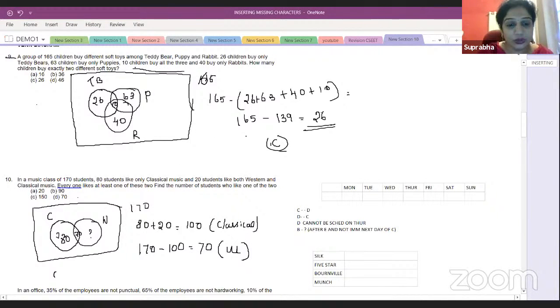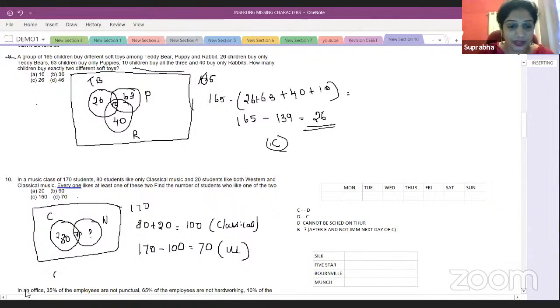Till 70, I know you all got correctly. Question: find the number of students who like one of the two, in the sense that is, who like classical separately and who like Western separately. That is the meaning of the question. So who like classical separately and Western separately, what is the total strength?